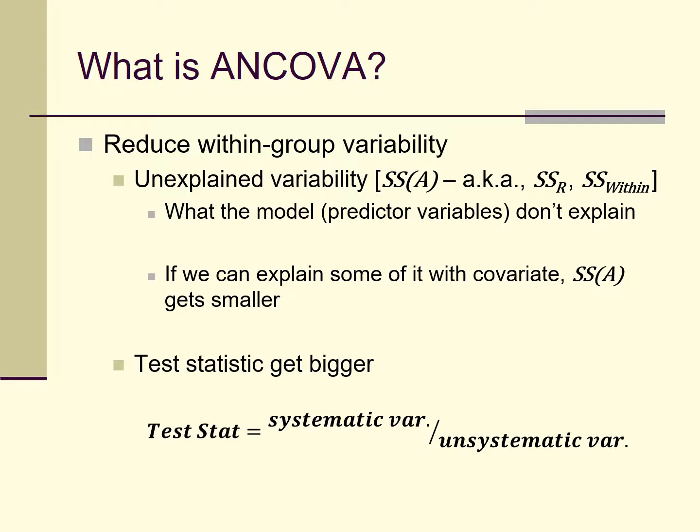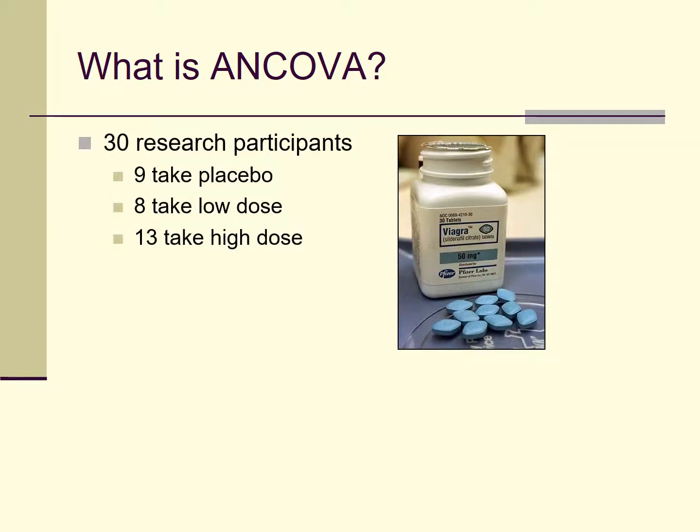And large test statistics are less probable in null sampling distributions. So in a sense, it gets easier to find a significant effect if our F statistic gets bigger as compared to it staying small. So let's think about our example here.